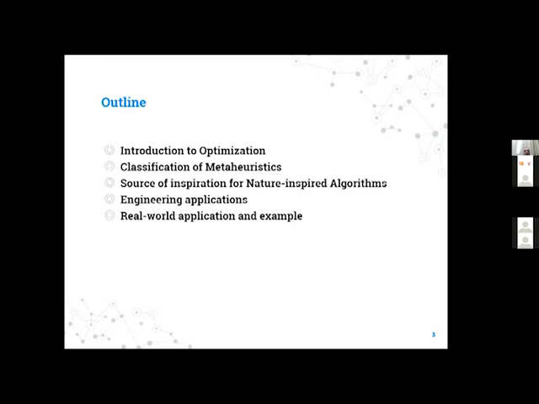The outline of my talk will be: introduction to optimization, classifications of meta-heuristics or nature-inspired algorithms, the source of inspiration for nature-inspired algorithms, engineering applications, and I will also show you a real-world application and example.